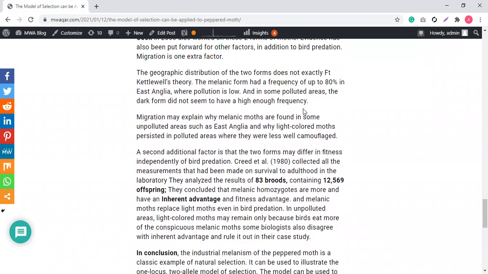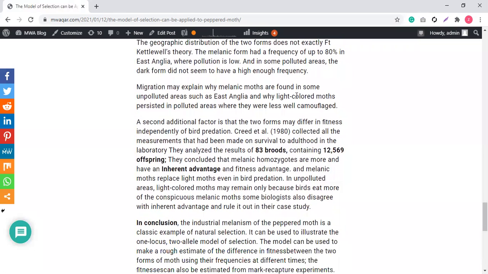See, the peppered moths might migrate, the light form migrated to the polluted area, because male moths can travel up to 1.1 kilometers, I guess roughly 1.2 kilometers. Yeah, I heard. So they basically travel long distances.